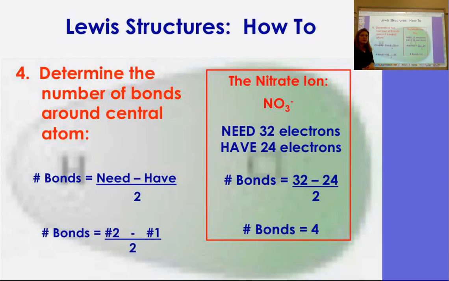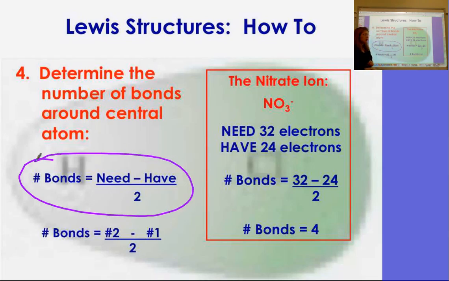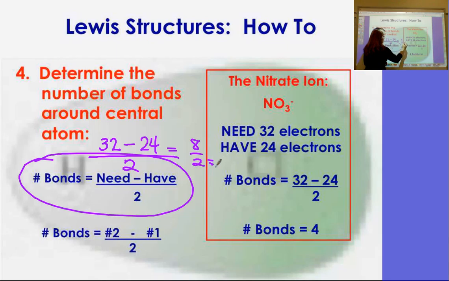Step 4. Calculate how many bonds you have. You're going to need those numbers that you used in steps 1 and 2. How many electrons did you need? We needed 32 total electrons. We only had 24. And since one bond equals 2 electrons, you have to divide that by 2. 32 minus 24 is 8. 8 divided by 2, I get a total of 4 bonds.